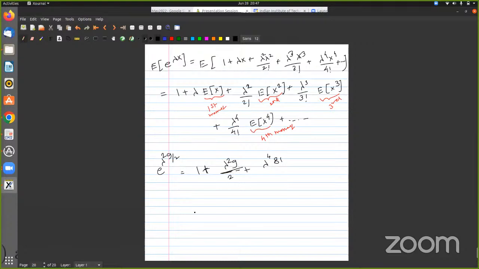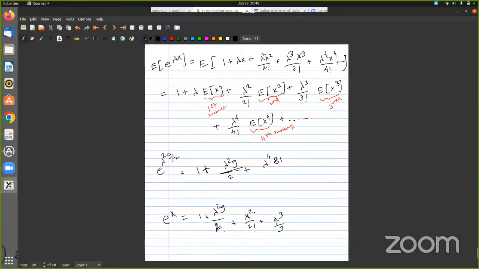Okay, e to the power x, what is this expansion? 1 plus x upon 1 factorial, plus x square by 2 factorial, plus x cube by 3 factorial. Replace this x with what? Lambda square 9 by 2. So eventually it will become lambda square 9 by 2 factorial, or 2, same. Okay.